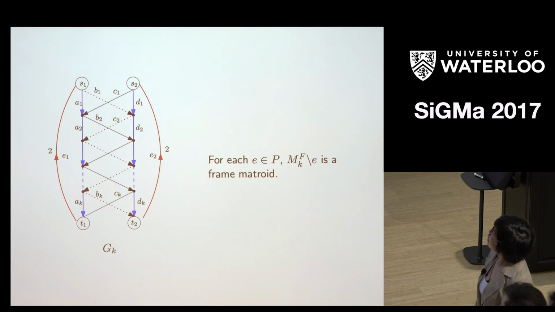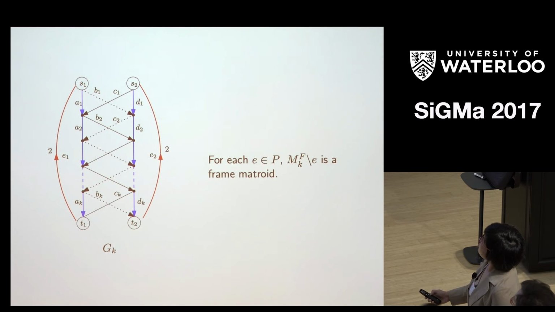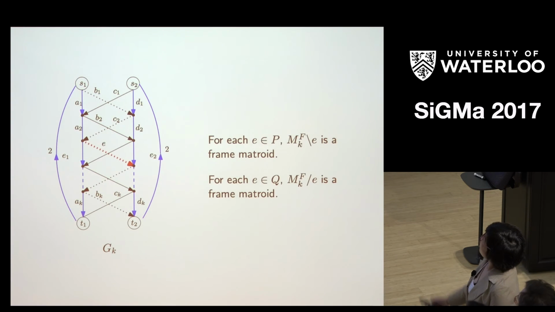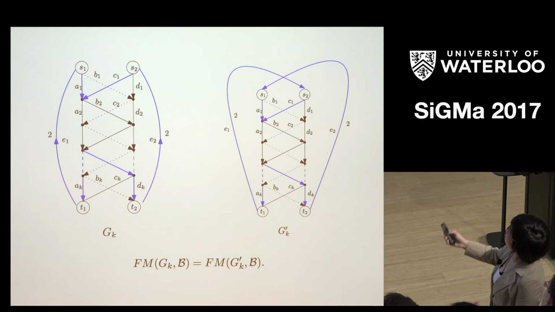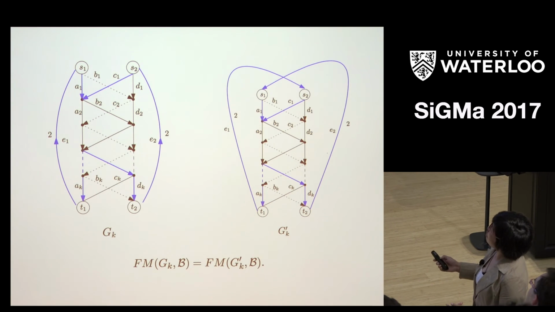So for any element e in P, if we delete the element, we get a frame matroid. And for elements in E_K, we get a frame matroid. So the G_K plus is another frame representation of the matroid.